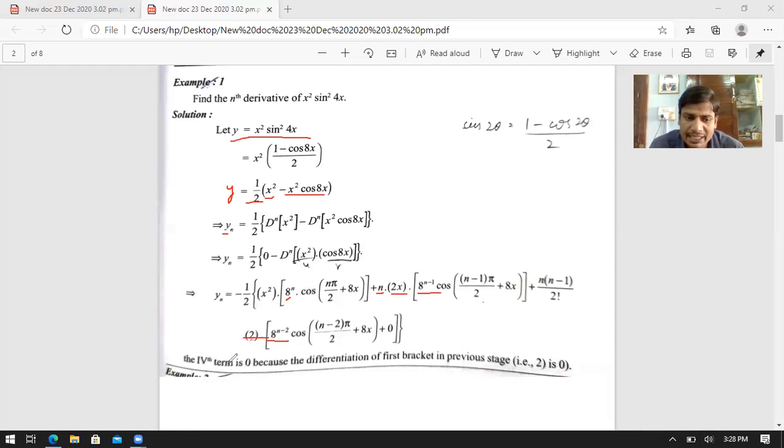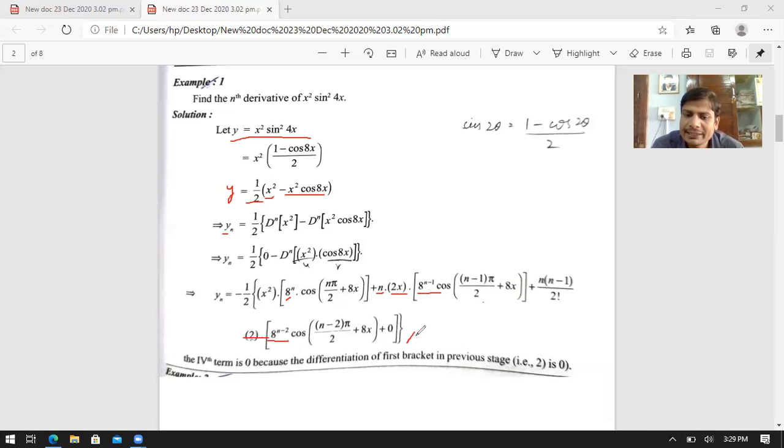How to write 0? Right here. That is the final answer. The fourth term is 0 because the differentiation of the first bracket at the previous stage means the first bracket is 0. That's why. Okay, 0 into anything is 0. That's why this is the final answer.